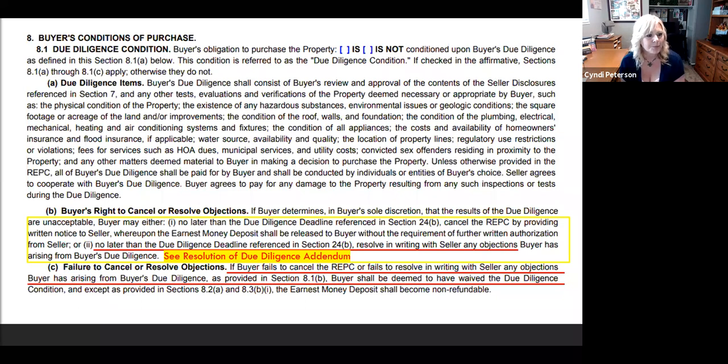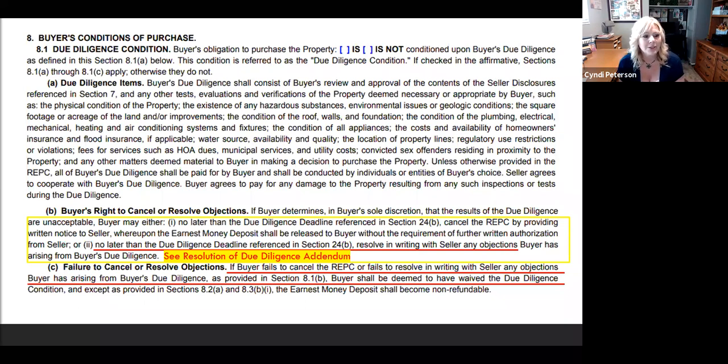And if applicable, water sources, availability and quality, the location of property lines, regulatory use restrictions, violations, fees, HOAs, things like that. It also does talk about in here the utility costs and the convicted sex offenders residing in proximity to the property. A lot of people are concerned about that. You need to make sure that you know where to find that information so you can guide them in the right direction for whatever county or city that you're in.